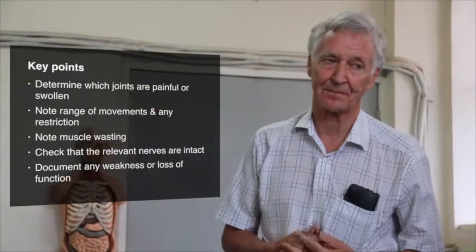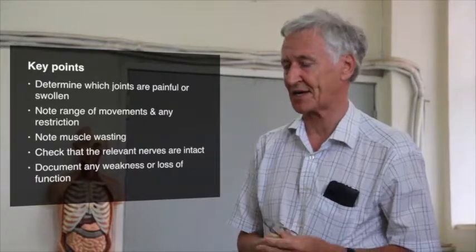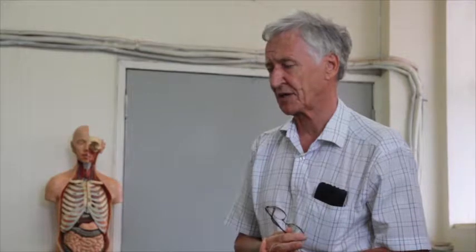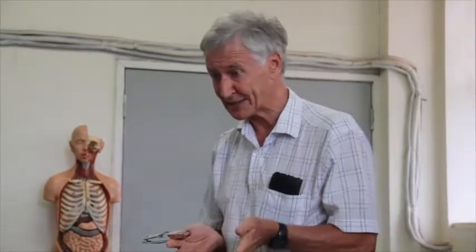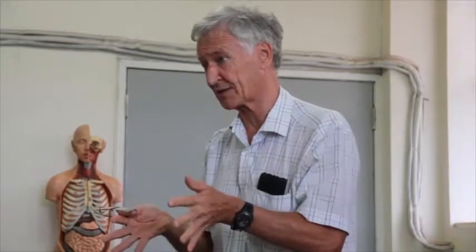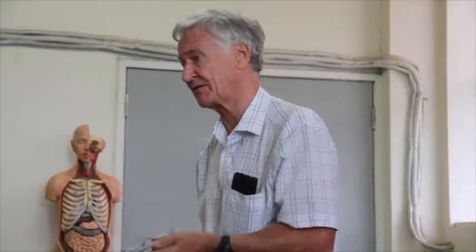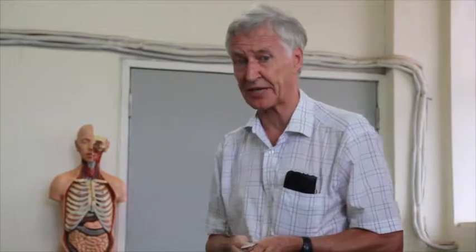So they are the main points that I want to emphasize at this stage before I go on to demonstrate the examination of individual joints. The examination of the individual joints would start with gait, move on to spine, and then go on to individual joints. So I'll start with gait.